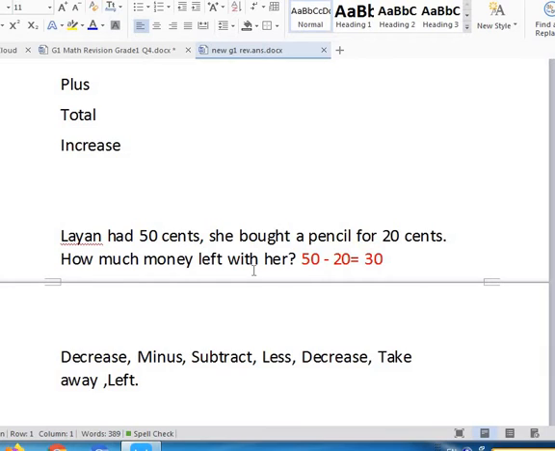I have another example. Liane had 50 cents. She bought a pencil for 20 cents. She had in her pocket 50 cents. She goes and buys a pencil. She spent 20 cents. How much money is left with her? 50, what she has in her pocket, minus the money she spent in the shop. So 50 minus 20 will give me 30. Here ones minus ones, 0 minus 0, 0. And here 5 minus 2, the tens minus the tens, will give you 3. So the answer is 30.